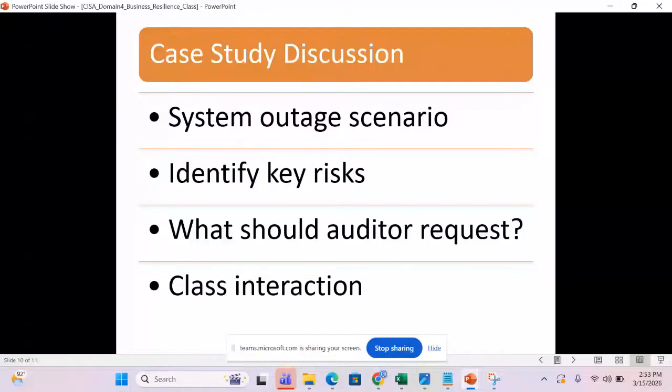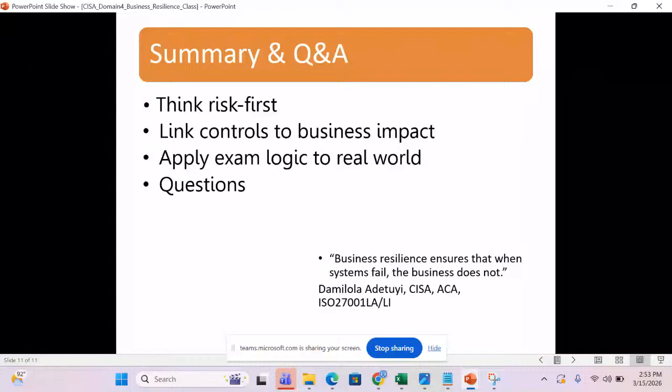When you are carrying out business resilience, your BCP is important, your BIA is important, incident response is important, the incident response log is important. You also have testing procedures; validate that testing procedures are carried out, the failover simulation, evidence documentation, right? This will help you to properly assess that business resilience is viable within the organization. So we always say think risk first. We always say link controls to business impact.